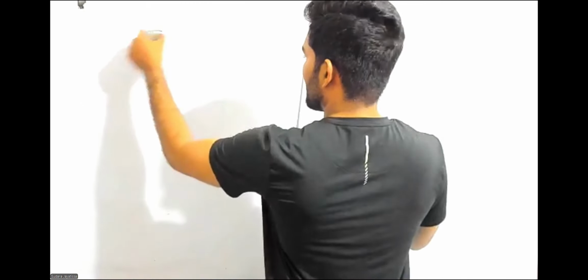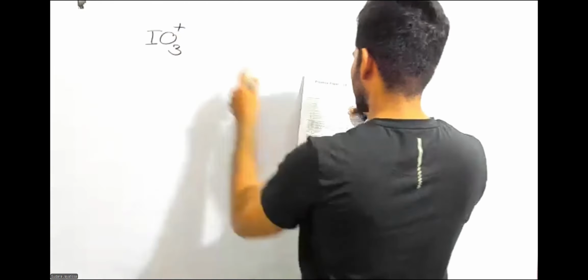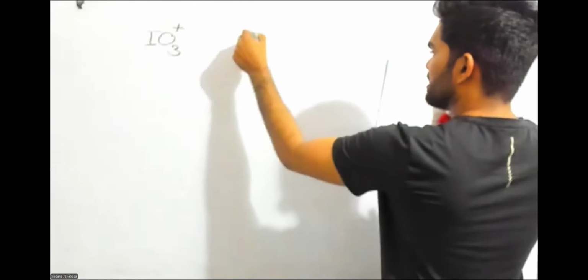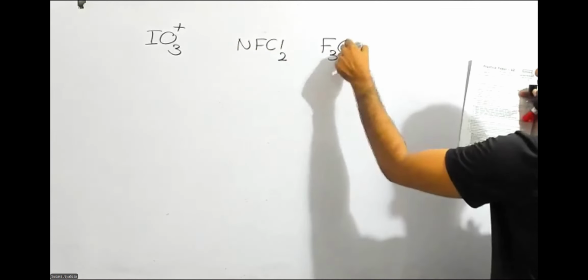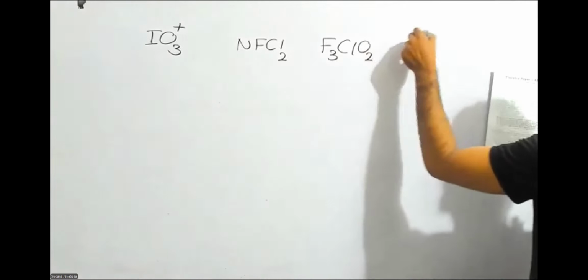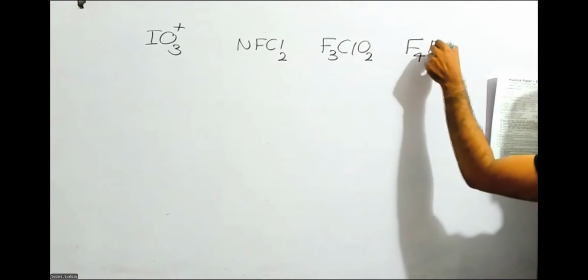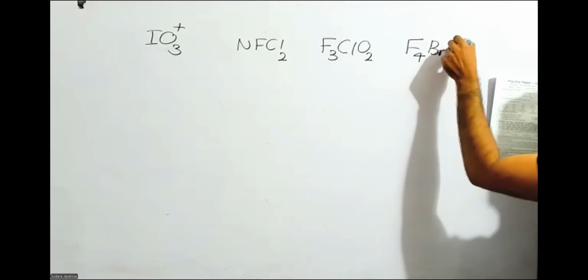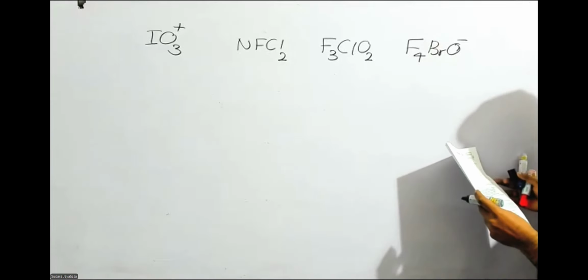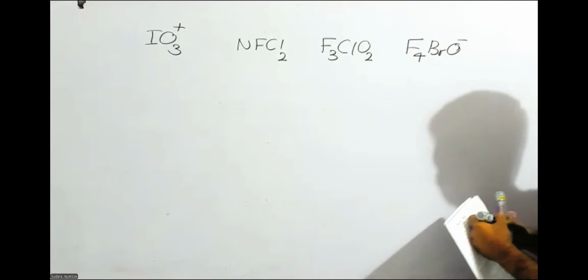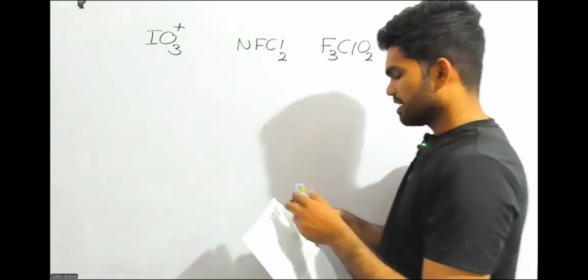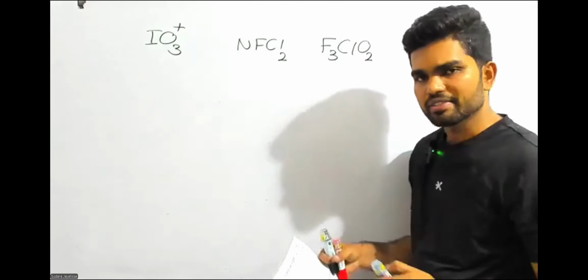Right. So what are the 4 structures they are asking here? IO3 plus, NFCl2, F3ClO2 and F4BrO minus. So these are the 4 structures they have given. Right. Now, what is that short method I was telling?